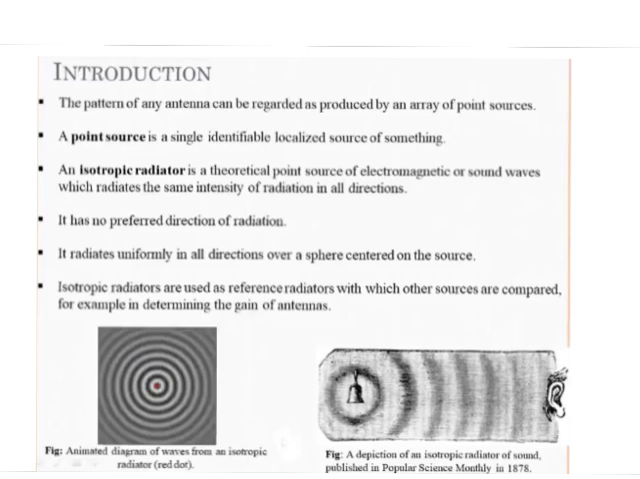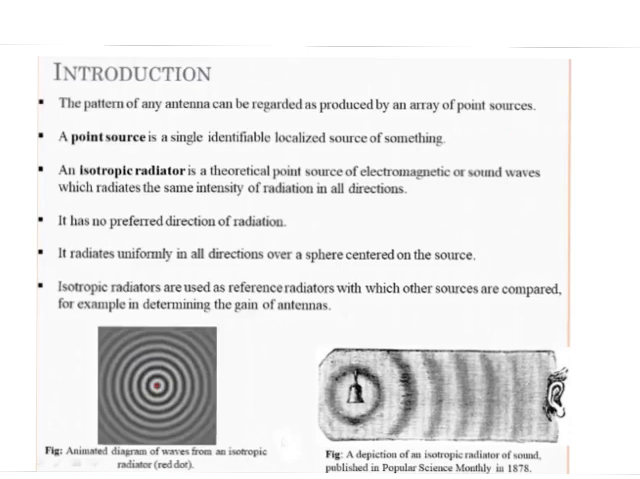For example, whenever we want to compare the gain of any antenna, we take isotropic radiators as reference radiators. So basically here we are starting with a point source, and the antenna pattern can be regarded as produced by an array of point sources.